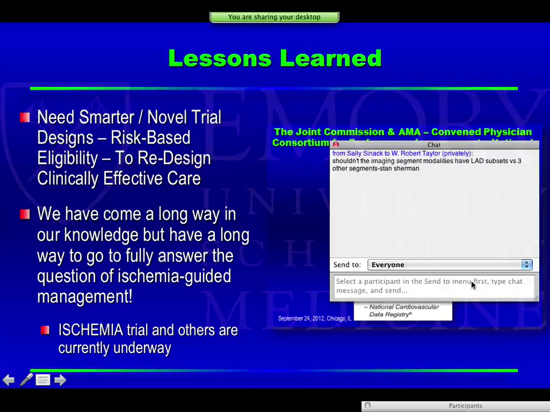Two quick questions. We'll do one from Stan. He wants to know, should the imaging segment modalities have LAD subsets versus 3 other segments? So yes, this is special. We had a lot of discussion about whether or not we should say LAD alone.